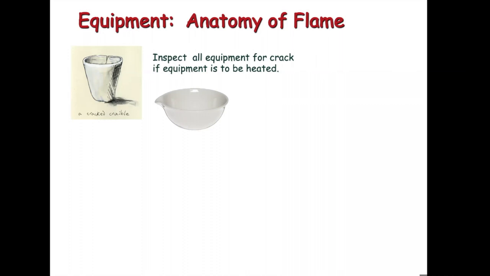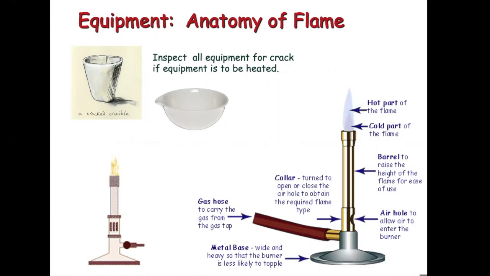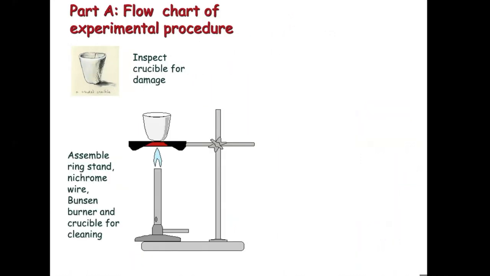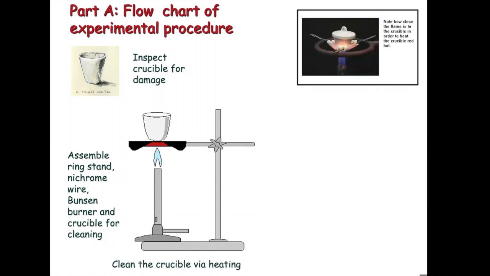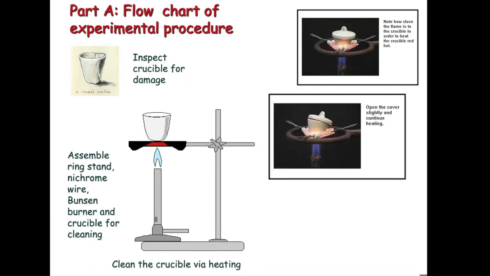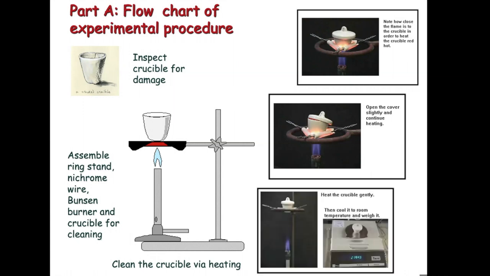You guys are going to use a crucible and a Bunsen burner. You've already used this, so it should not be strange to you. Then you are going to heat up the crucible so that it's clean. That's how you clean the crucible, by the way. You open it up slightly so that any material in there is oxidized. You're actually going to heat it up and then weigh it.